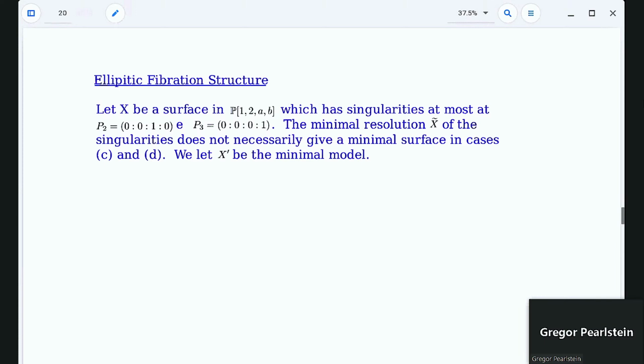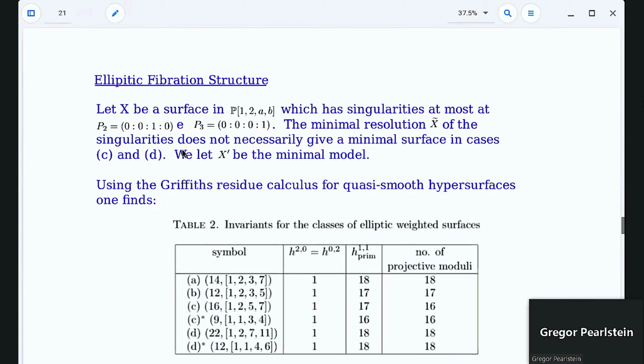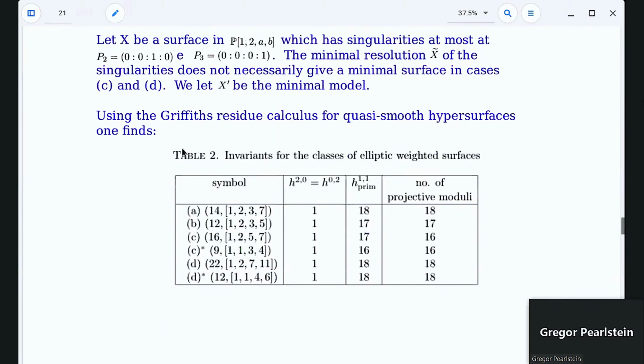Okay, so now we can use the Griffiths residue calculus for smooth hypersurfaces. I don't know if there are any students present, but okay. So the idea is, if you want to calculate the Hodge numbers of a hypersurface in a weighted projective space, as in an ordinary projective space, you just look at the polynomial ring. In this case, it's C[x0,...,x3]. You take your defining equation, you mod out by the Jacobian ideal generated by the partial derivatives, and you take the piece in the correct degree.